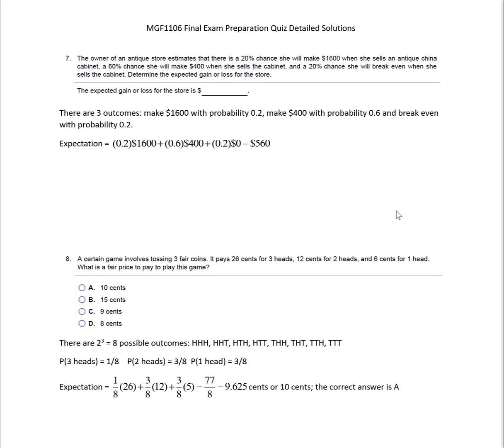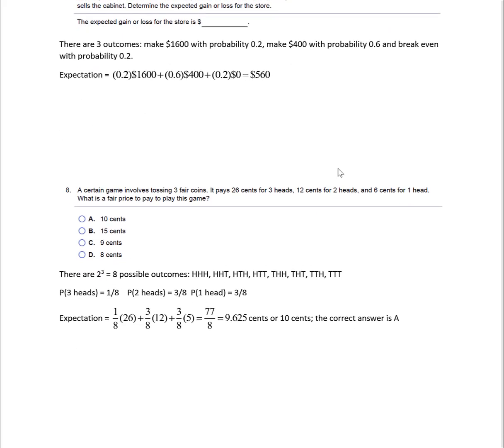So we have 3 outcomes. She can make $1,600 with probability 0.2, make $400 with probability of 0.6, and then break even, which means make $0 with probability of 0.2. And I went ahead and put those into the expectation formula, which you can see the equation written there. And if you simplify it, you come up with an expected value of $560. And I'm going to stay right here on the next page because there's another expectation question here. It's actually a fair price question.